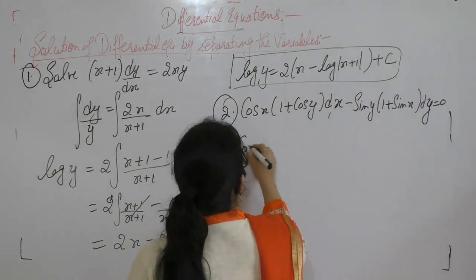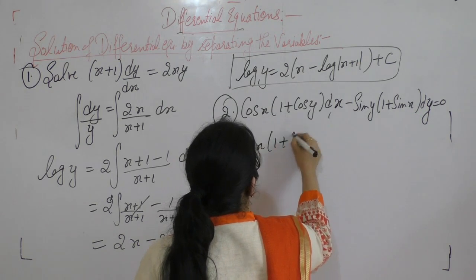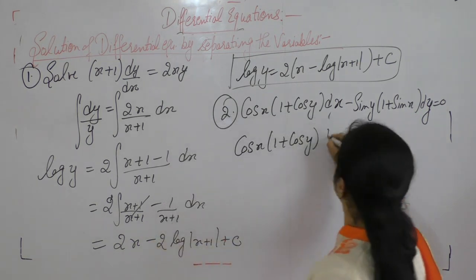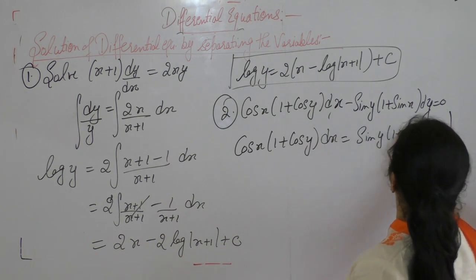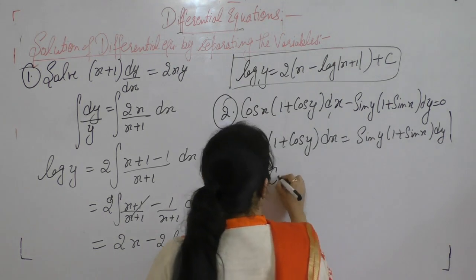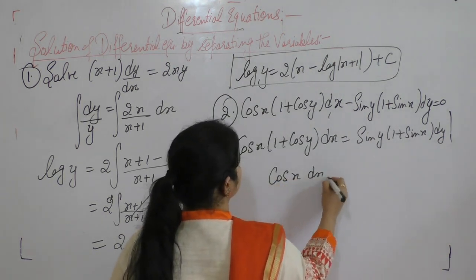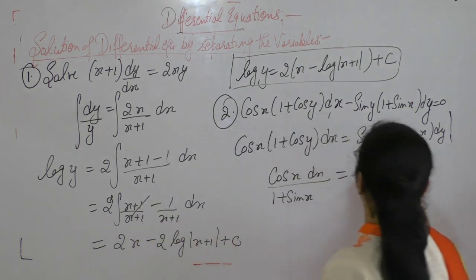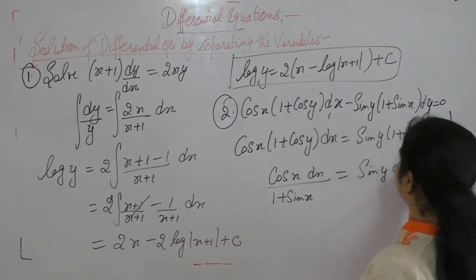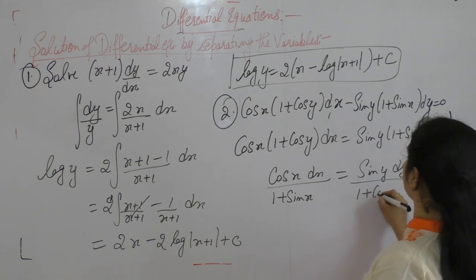Now first we separate the terms, separate the variables. Here we have the terms of dx, cos x dx upon 1 plus sin x, equals sin y dy upon 1 plus cos y.